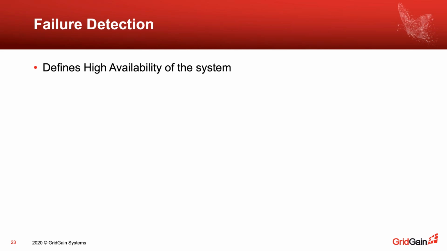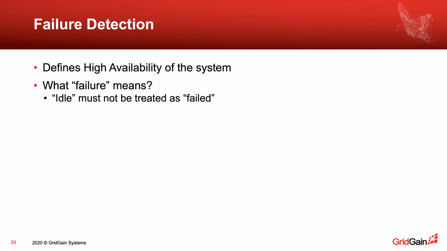First of all, it defines high availability of our system. Our system is only as available, as fault tolerant, as good as our failure detection mechanisms are. But we also need to understand what failure means in our system. So when a node doesn't do anything, it does not necessarily fail. An idle node is not the same as a failed node.